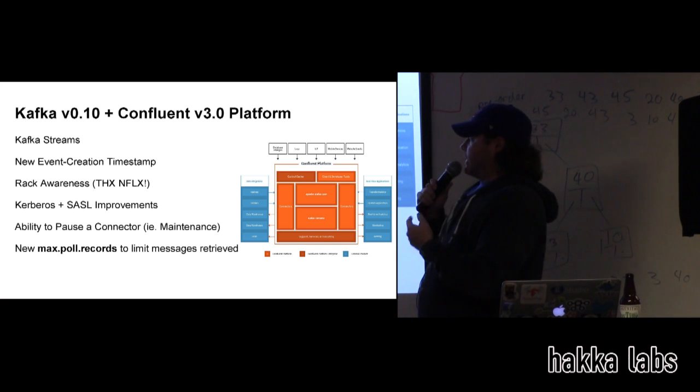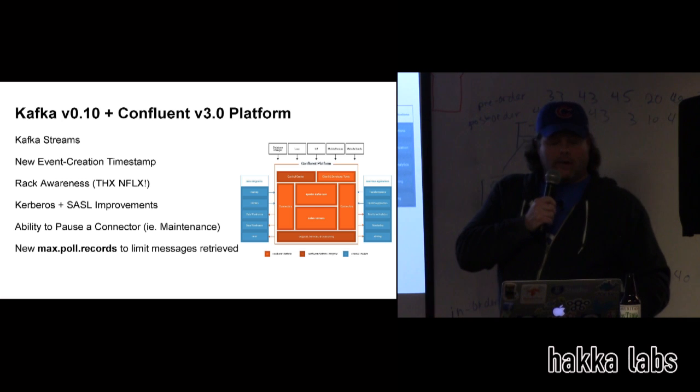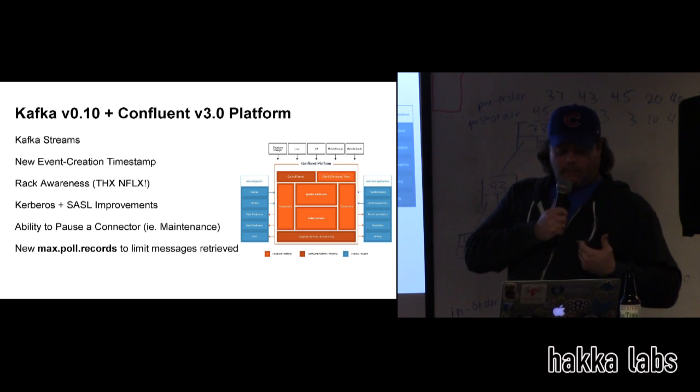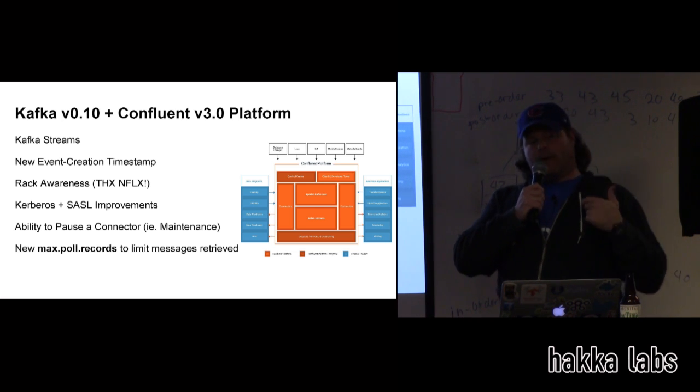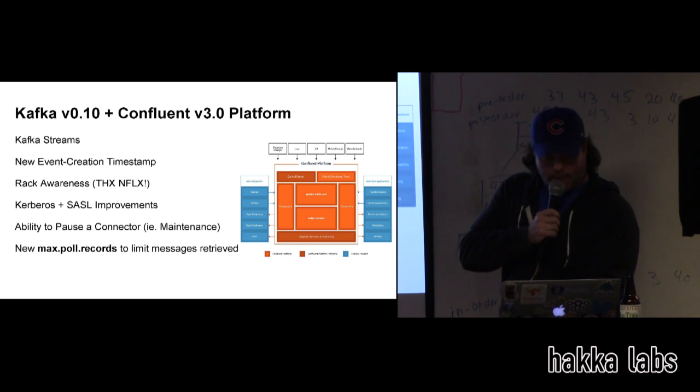Max poll records too. This would come up quite a bit, especially in the Spark world, where you couldn't limit how many records you were pulling. It would just be arbitrary, depending on whatever Kafka gave you at that moment. So now you can actually cap it out.